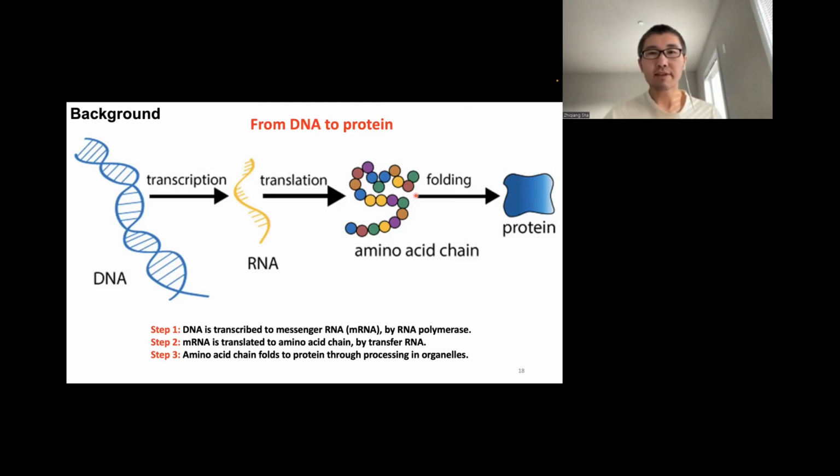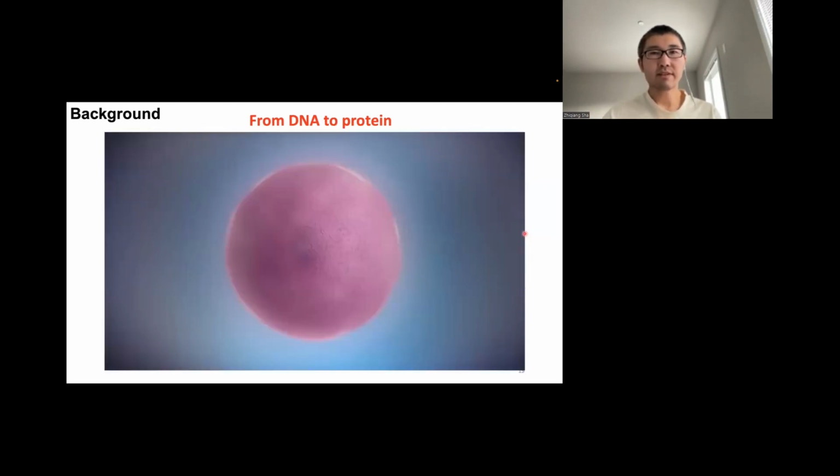The classical molecular hypothesis reported that it needs 3 steps. The first step is DNA can be transcribed to messenger RNA. This messenger RNA can be translated to an amino acid chain. And this chain can be folded to protein through processing in organelles. I think this process is very abstract for persons without a biological background, so I have a video to show this process very intuitively. Let's check out this video.